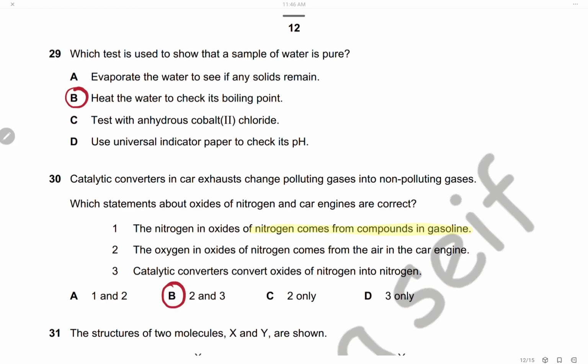Question 29. Which test is used to show that the sample of water is pure? To know that the substance is pure, we have to heat it until it boils and check the boiling point. So the answer is B. Heat the water to check its boiling point.